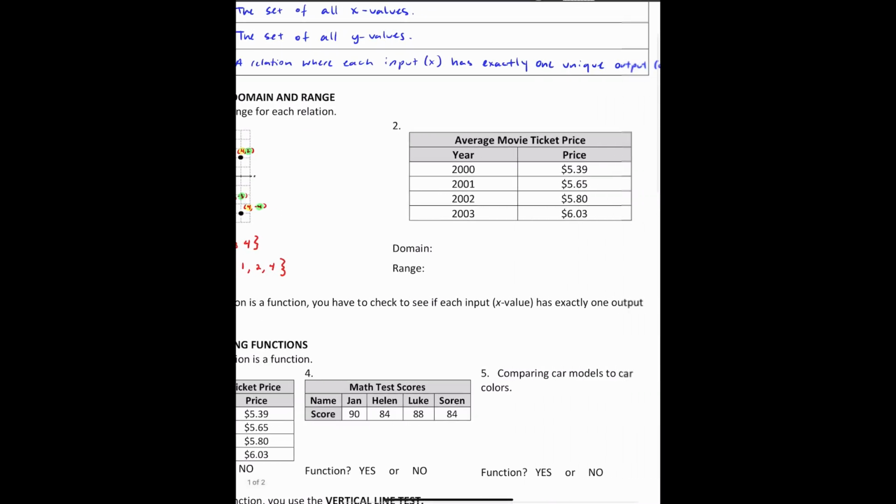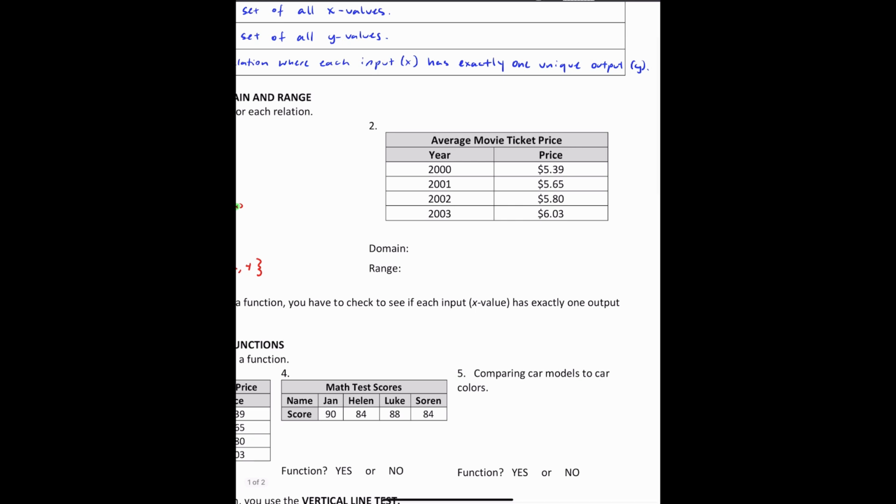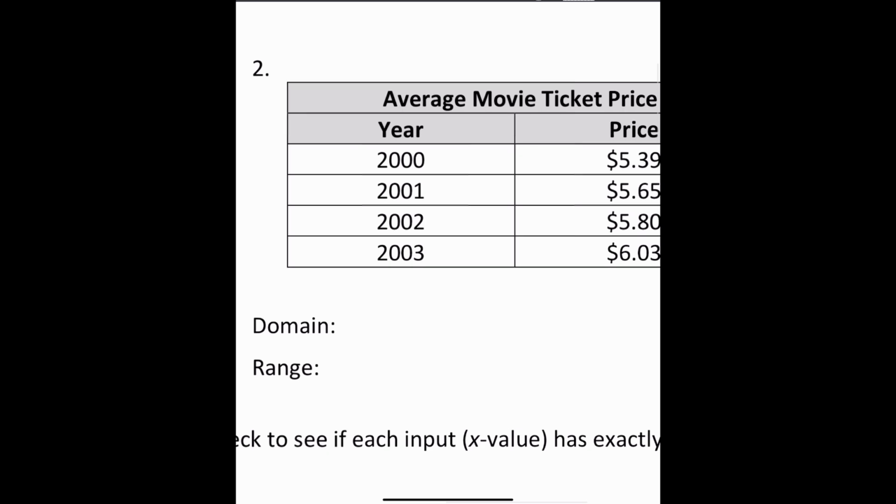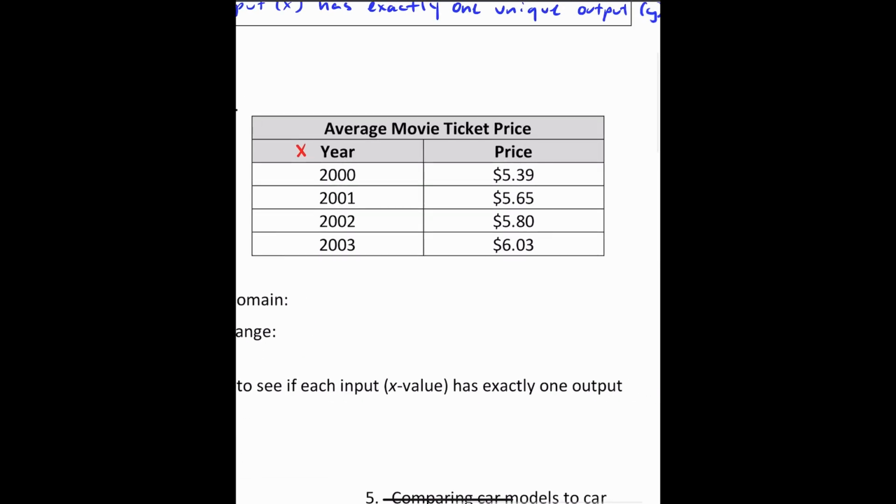Number 2, we're going to be finding the domain and range of this table dealing with average movie ticket prices. So we have the years and the prices listed out. Now, typically with time, that deals with X values, and then right after that will be our Y's. So we're going to go ahead and say, okay, the years deal with X's and the prices deal with Y's. So I can go ahead and create my ordered pair for each row.